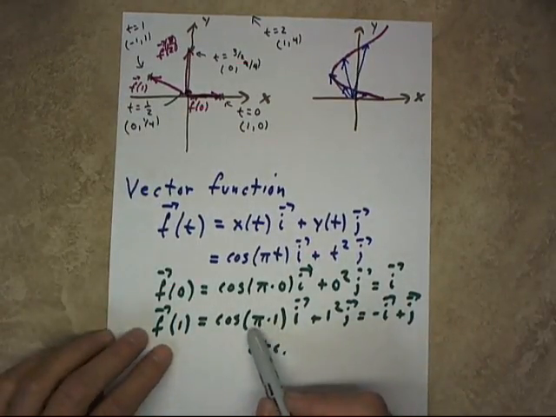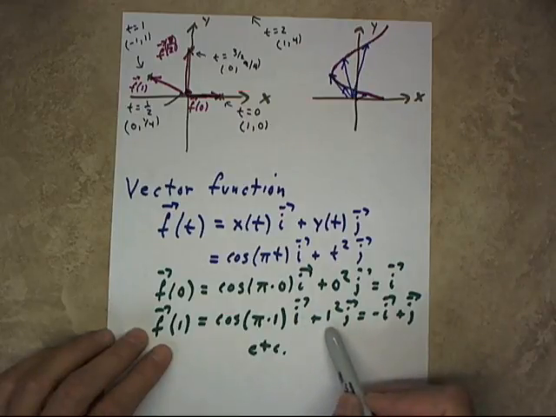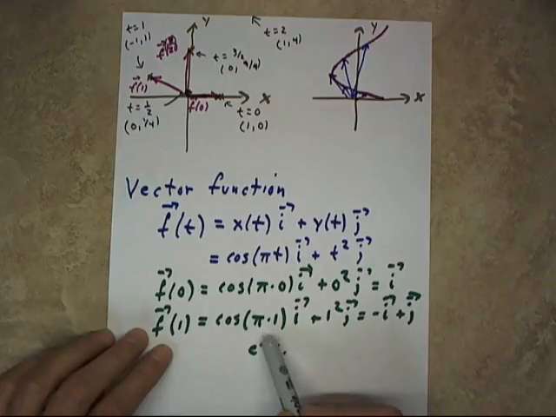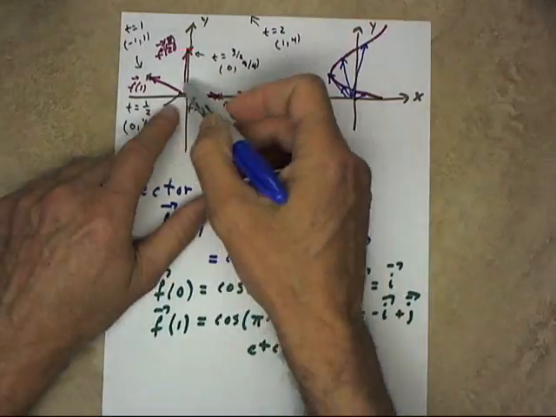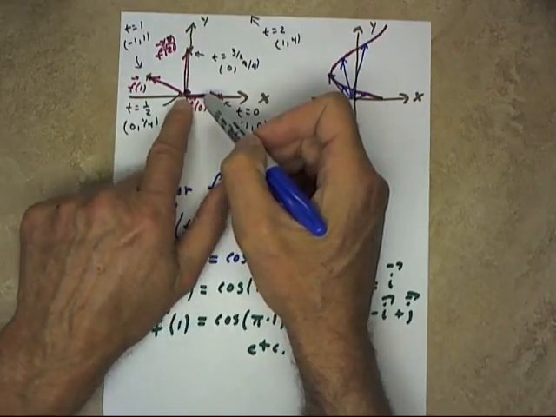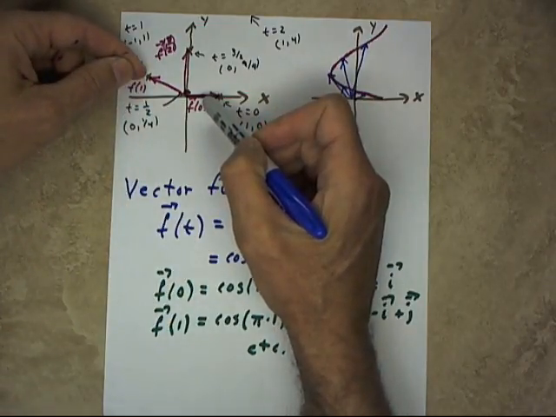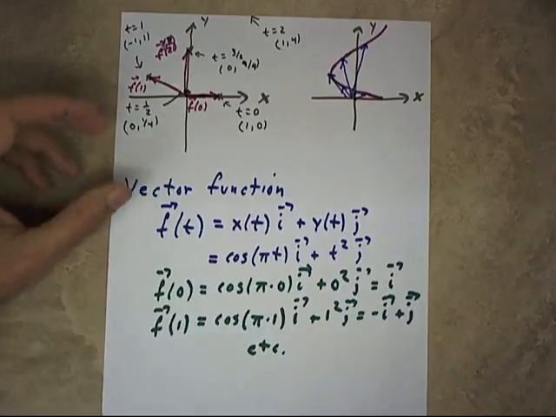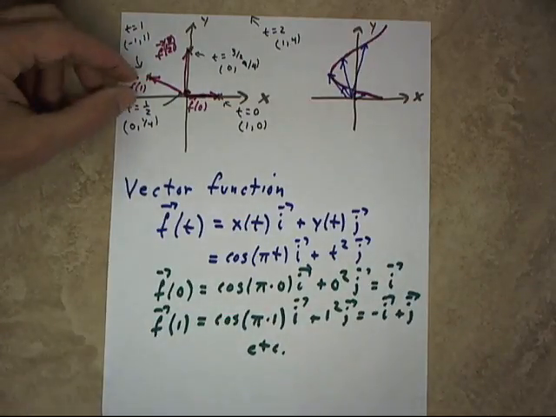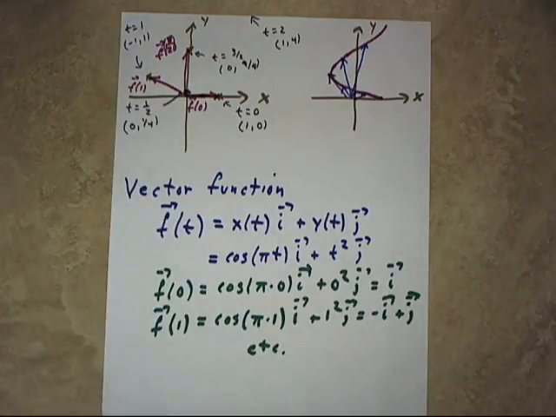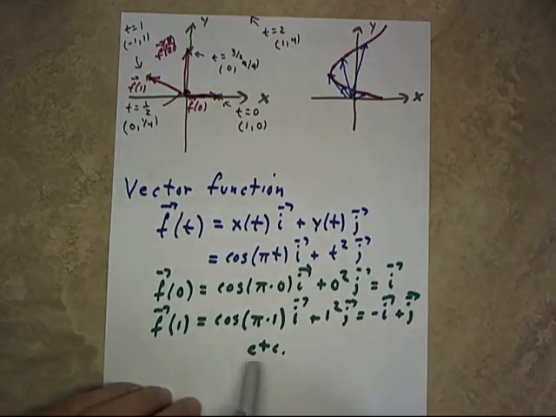f of 1 is the cosine of pi times 1 i plus 1 squared j. And the cosine of pi is negative 1, so this gives us negative i plus j. Our vector, f of 1 here, is negative 1 unit this way, 1 unit this way. Now I haven't really used equal scales on my x and y axes, so the j vector might look a little shorter than the i vector, but you should get the idea.